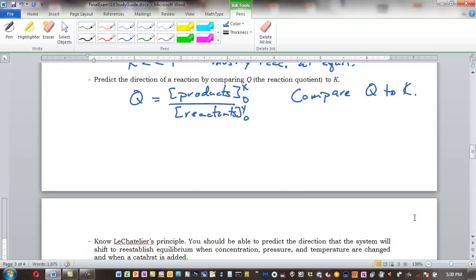And really the two possibilities are, you will find that Q is greater than K, or Q is less than K. The third possibility is Q is equal to K, but it's unlikely that you would start the reaction at equilibrium. All right, so if Q is greater than K, which way does the system shift to reach equilibrium? It shifts left.